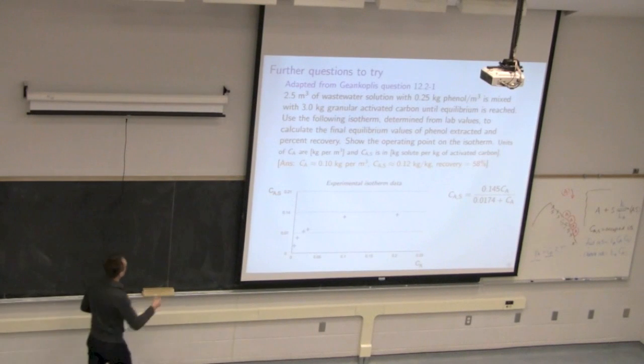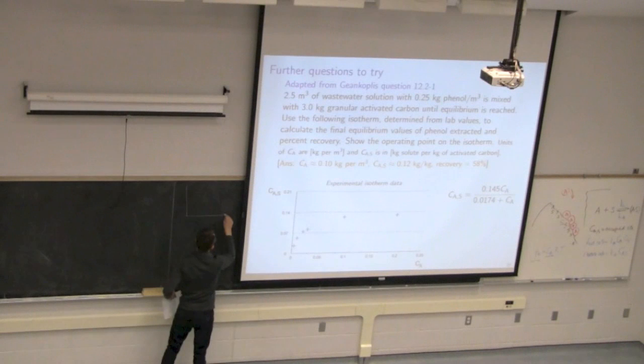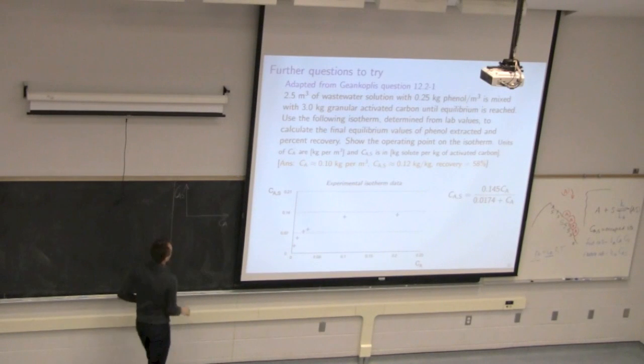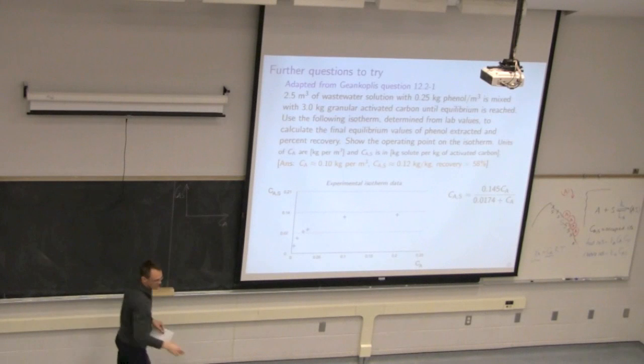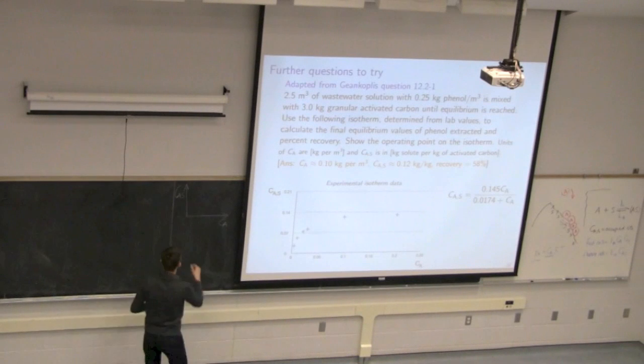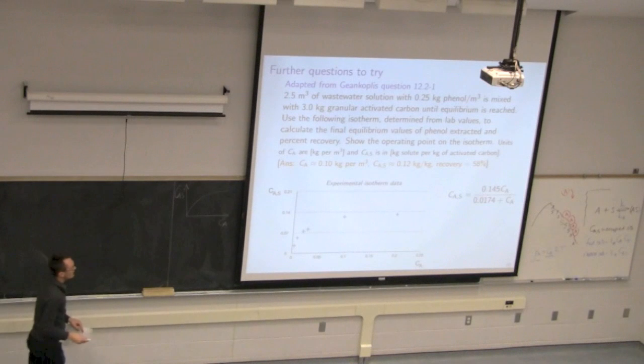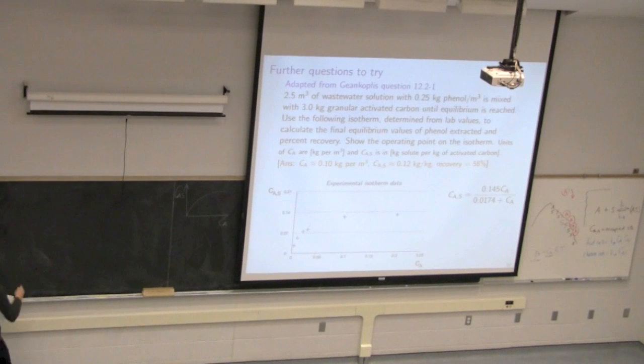So this isotherm then is telling me the relationship between CA on the horizontal axis and CAS on the vertical axis. And it's going to be some usually nonlinear relationship. There's another equation that we can derive that will also relate CA to CAS when we're dealing with batch systems. So this is important for batch systems.